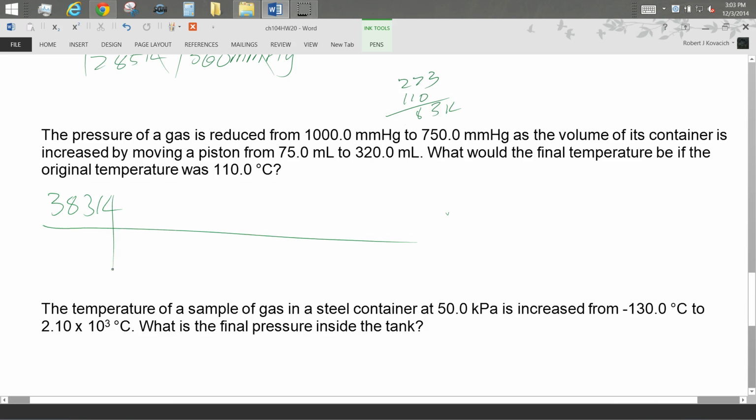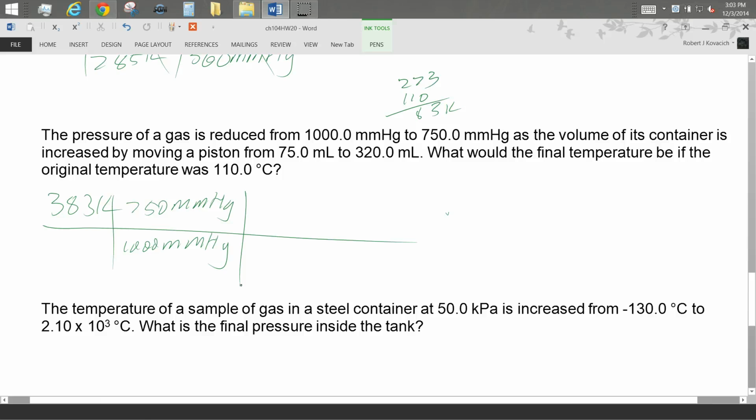So now let's talk about what happens here. If I reduce the pressure, a pressure of a gas is reduced from 1,000 to 750. So what's the relationship between temperature and pressure? Pressure goes up, temperature goes up. So it's a direct relationship, right? So what did the pressure do in this problem? It went down. So what's the temperature going to do? Go down. So then I'm going to put the 750 millimeter up here and 1,000 millimeter mercury here.